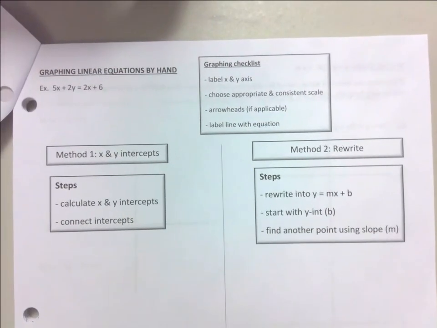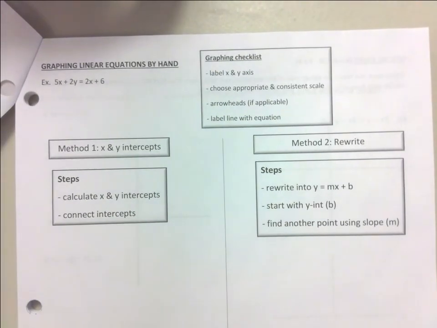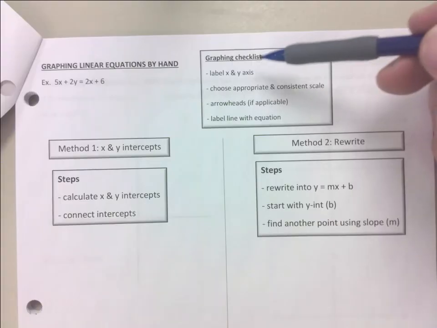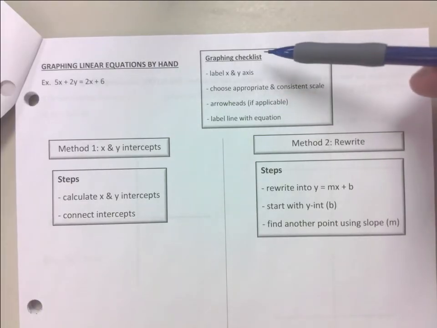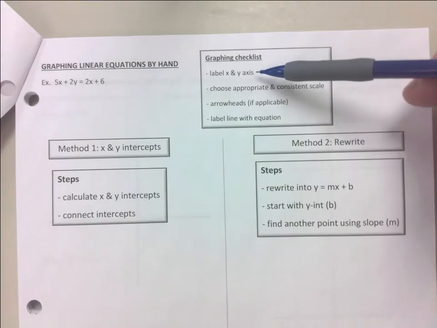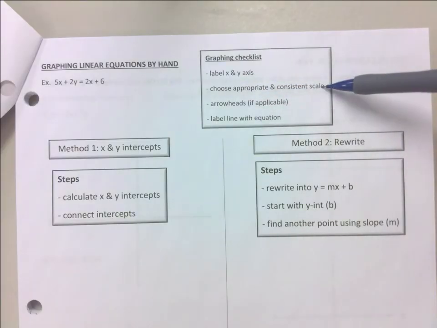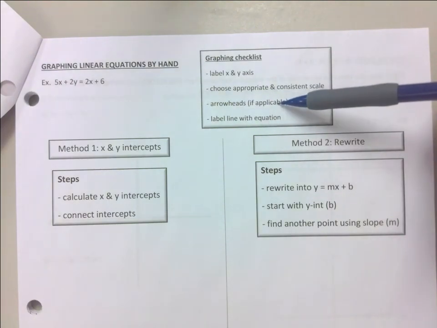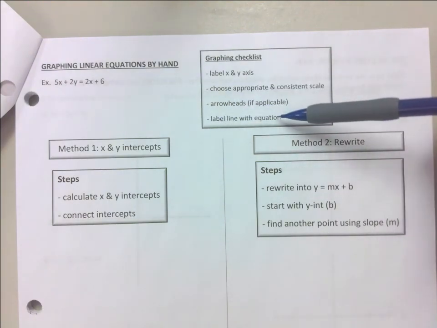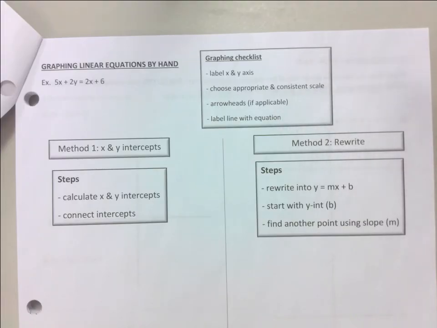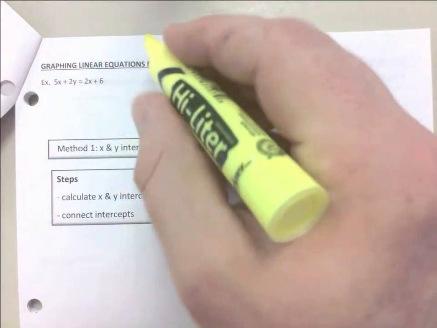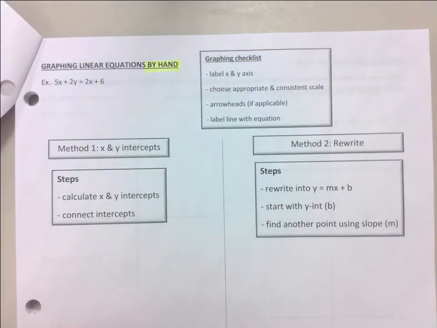Good? So, the graphing checklist is there for you, but it doesn't really change. You have to label your x and y axis, choose the appropriate scale, use arrowheads if applicable, and label the line with the equation. So graphing by hand. And I will do a mix, but graphing by hand is important.